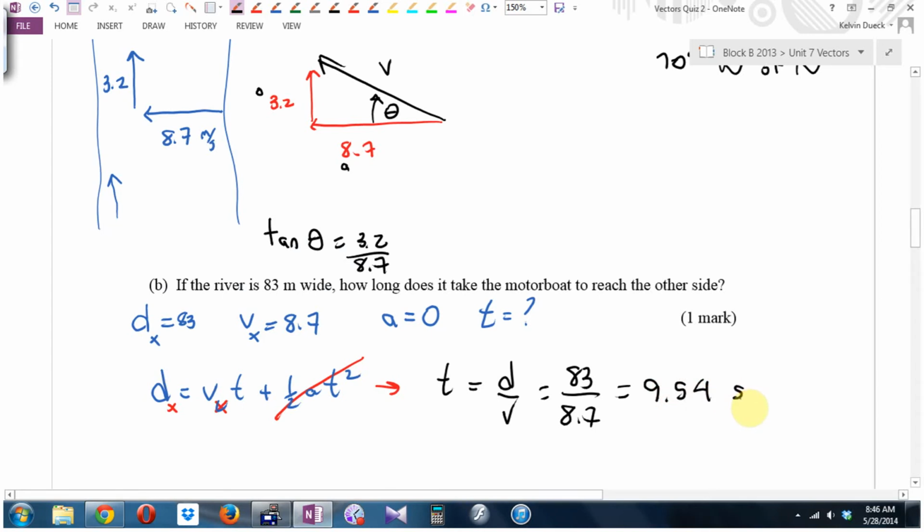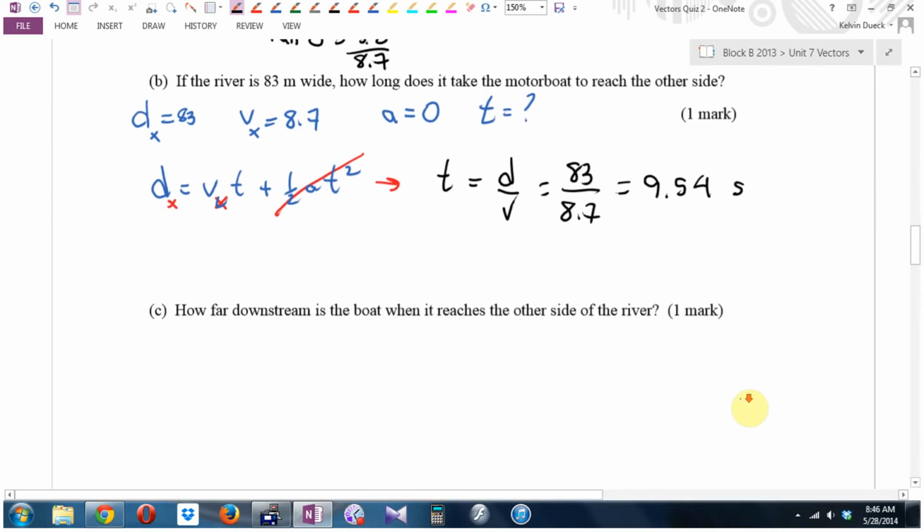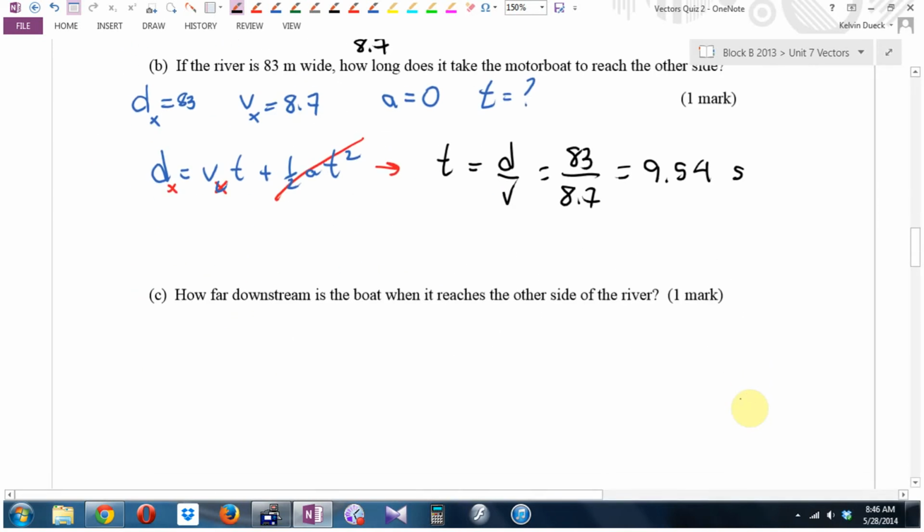1 mark. Direction. It's a trick question. What did we just find? Time is a scalar, no direction, right? So don't get vector happy. Energy's a scalar, no direction. Mass, scalar, no direction. Speed, scalar, no direction. What are you saying, Mr. Dueck? On the multiple choice, you might give us a list of things and ask which one's a vector, which one's a scalar. Yeah, maybe.